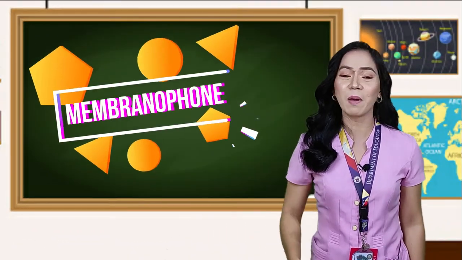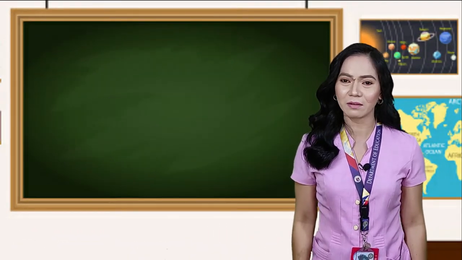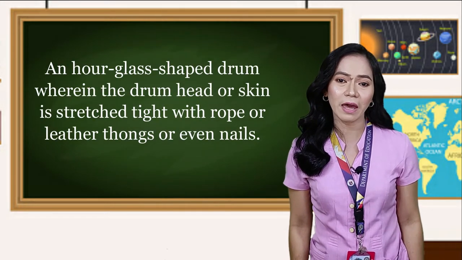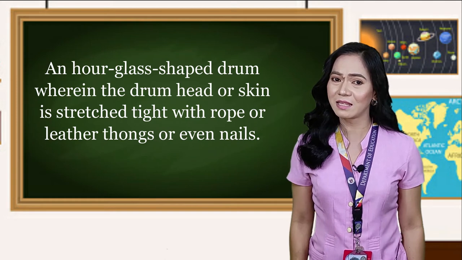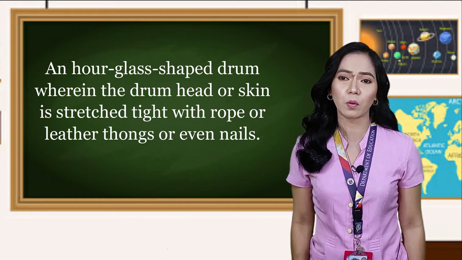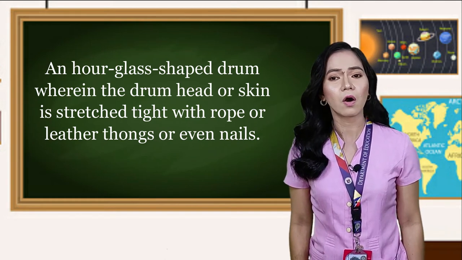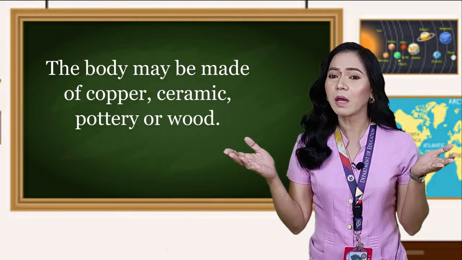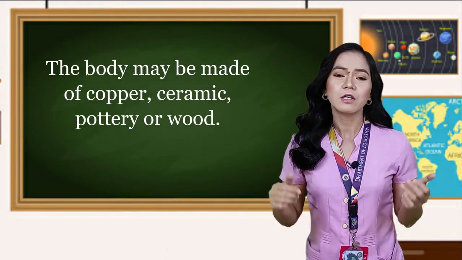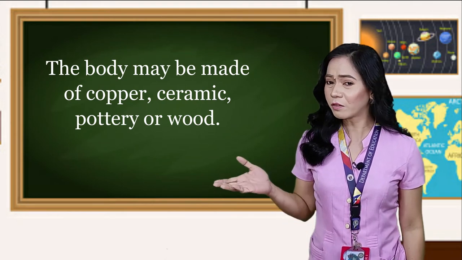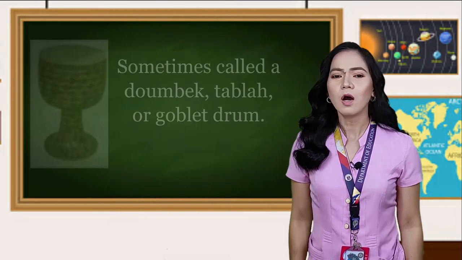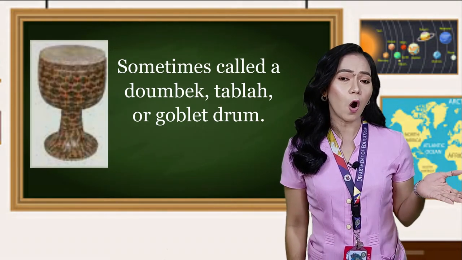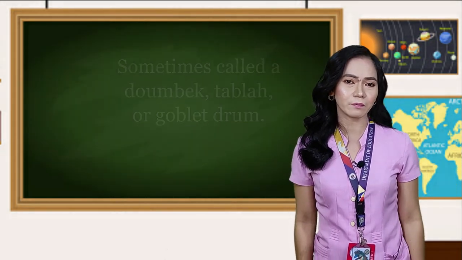With regards to their membranophone instrument, an hourglass-shaped drum wherein the drum head or skin is stretched tight with rope or leather thongs or even nails. The body may be made of copper, ceramic, pottery, or wood, sometimes called a dombek, tabla, or goblet drum.